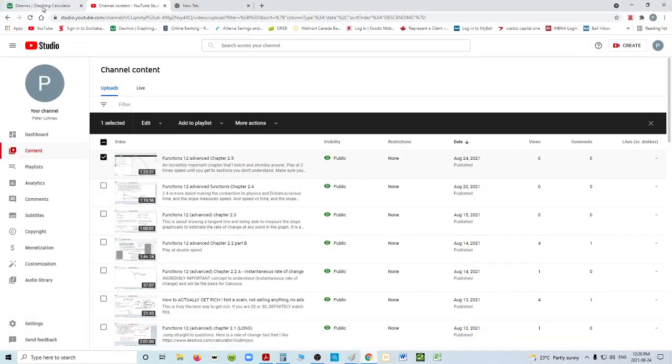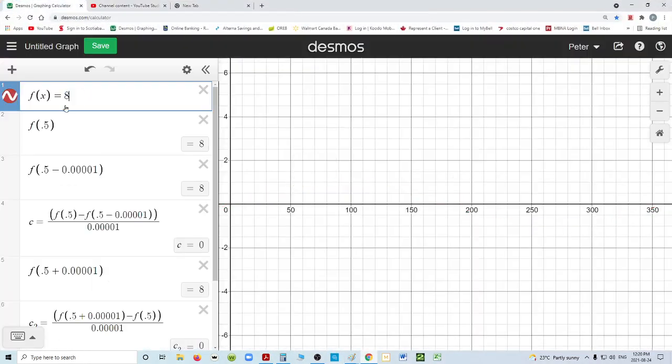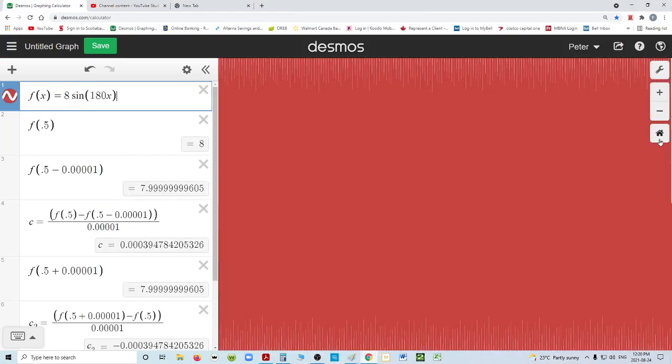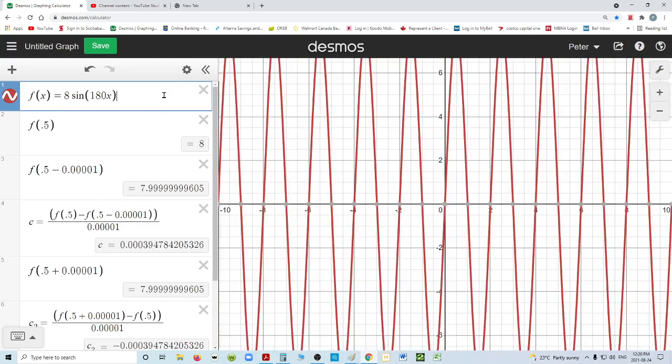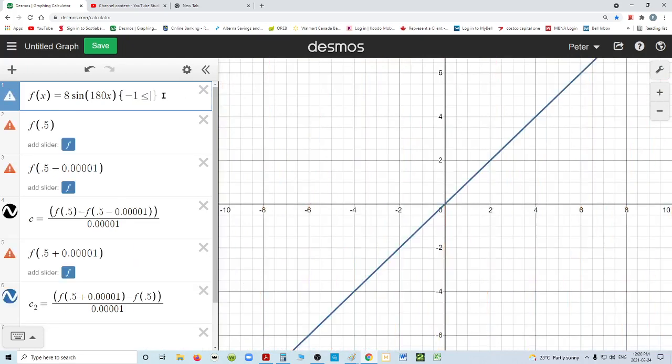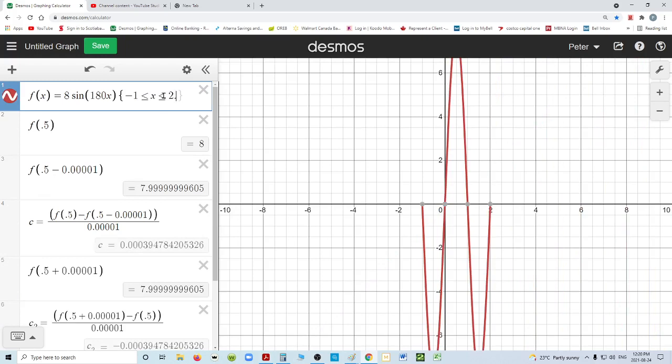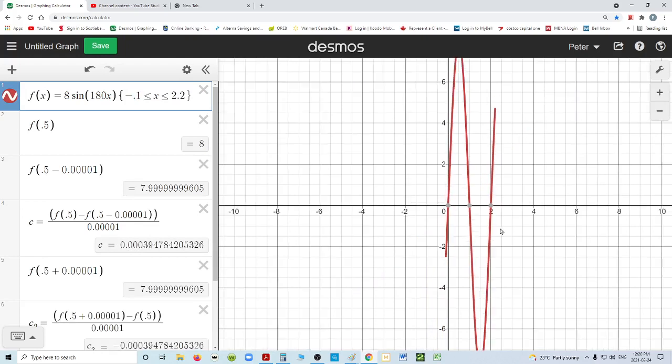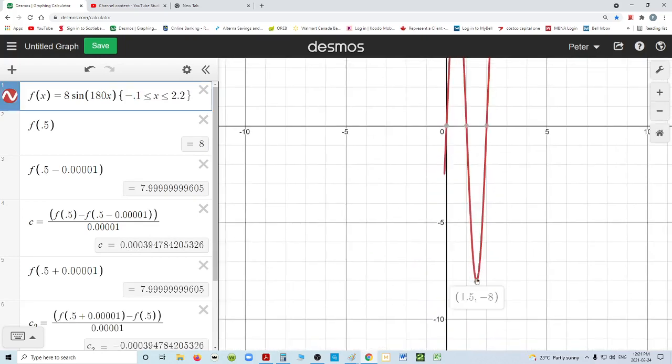Now they want you to do it graphically. So you do 8 sine 180x. Oh, it's going over and over again. It's really hard to see. We're going to take values that are slightly smaller and slightly bigger than the value, just so we can see it. So we can see that it goes from here to here. We can also confirm that the lowest value is indeed at 1.5, but we need to do it algebraically, which means we need to confirm if we were to plug this in.